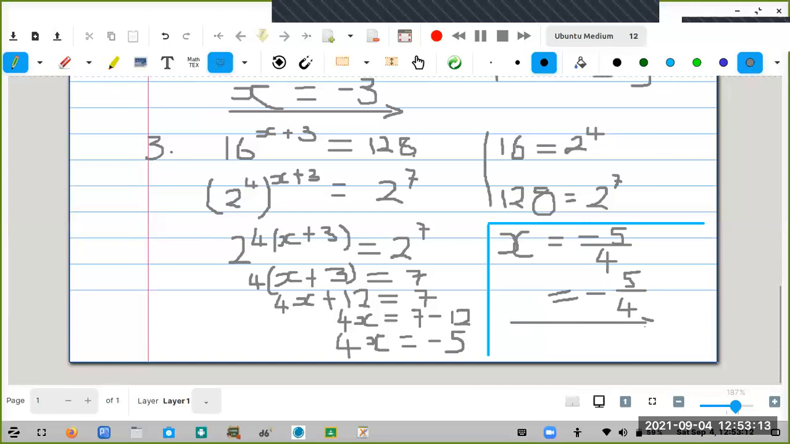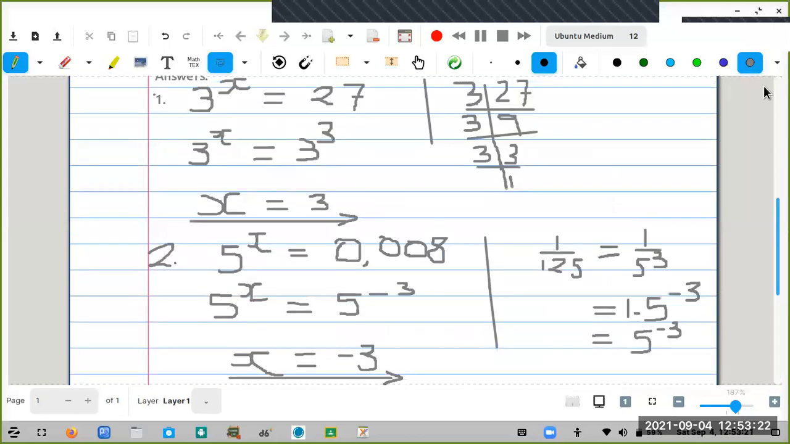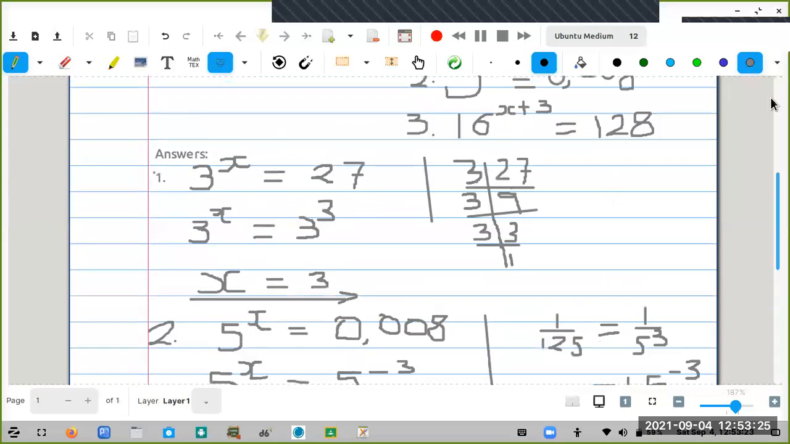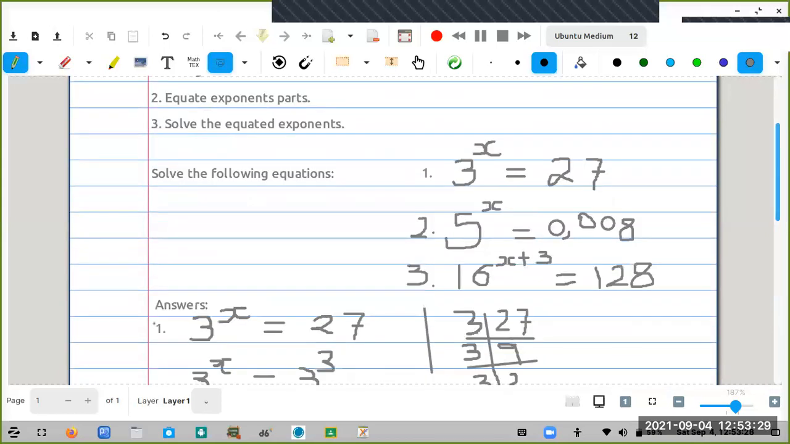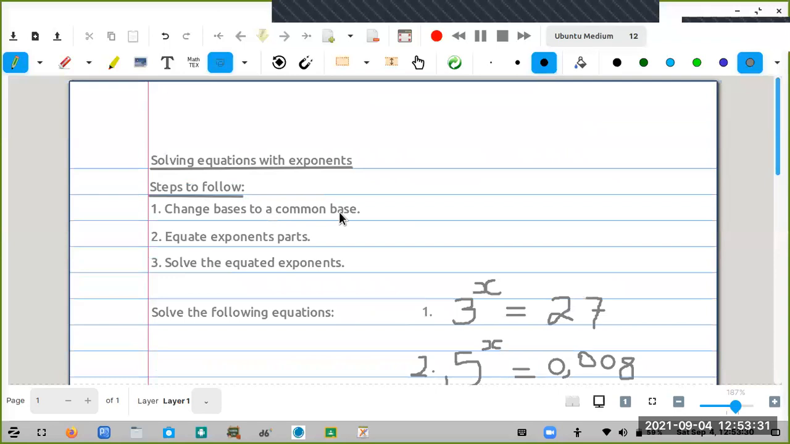So that's how we just work out problems that are having exponents. Remember, it's just a recap. We just make sure that the bases are common. Then 2, equate the exponent parts only. Then solve the equated exponents. That's how we deal with an equation that has got exponents.